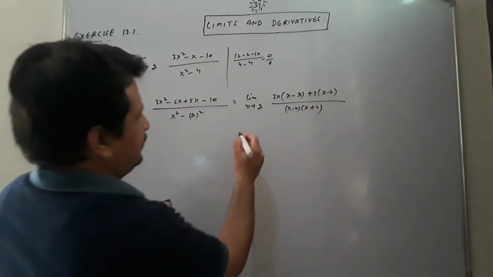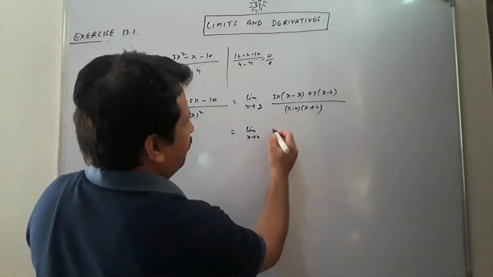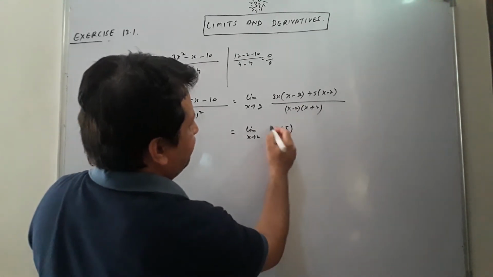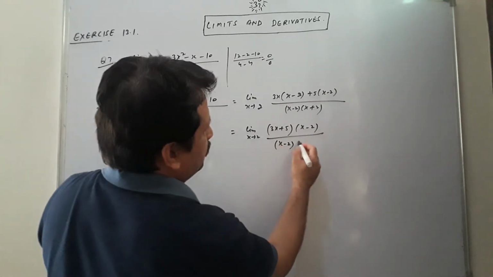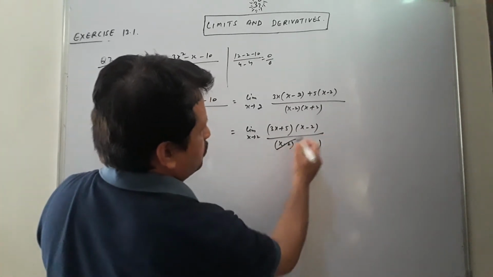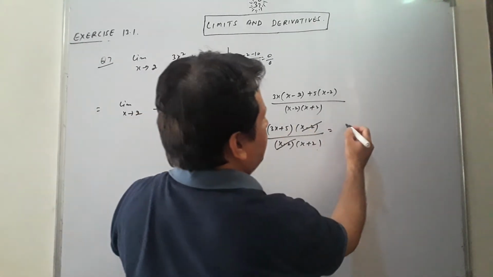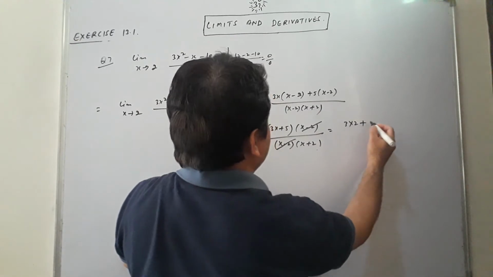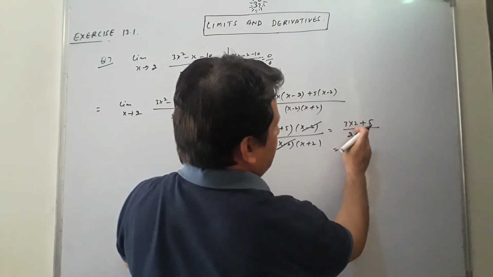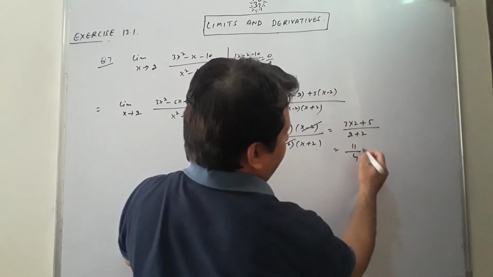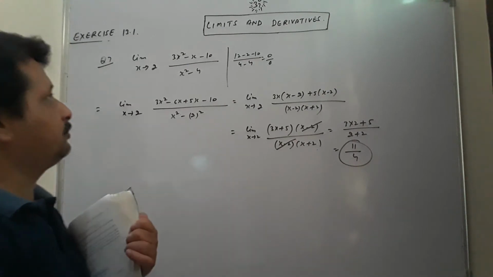Clear? Now this will come as equal to limit x tends to 2, from here we will write (3x + 5)(x - 2) upon (x - 2)(x + 2). So students, it will cancel out. Now we will apply the limit: this is 3, at the place of x we will put 2, upon 2 plus 2. So 3 twos are 6 plus 5 is 11, 11 by 4. So your answer will come as equal to 11 by 4 for this question.